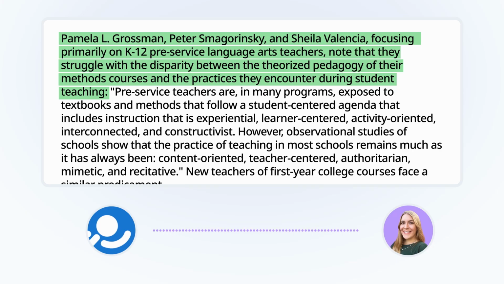Grossman, Peter Smagorinsky, and Sheila Valencia, focusing primarily on K-12 pre-service language arts teachers. Note that they struggle with the disparity between the theorized pedagogy of their methods courses and the practices they encounter during student teaching. Okay, this is a super, super long sentence. We're about to start a quote. It sounds like we're talking about conflict between training and how they're actually supposed to work. So it's like possibly the unreadiness part of the teachers.